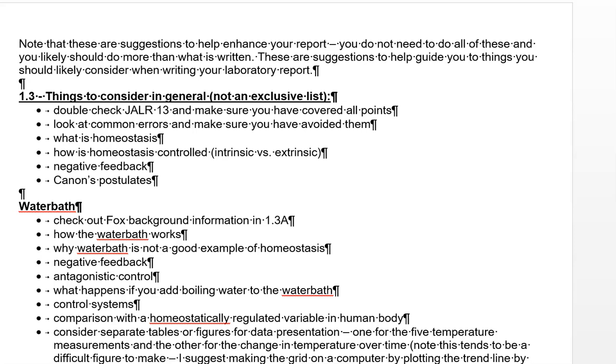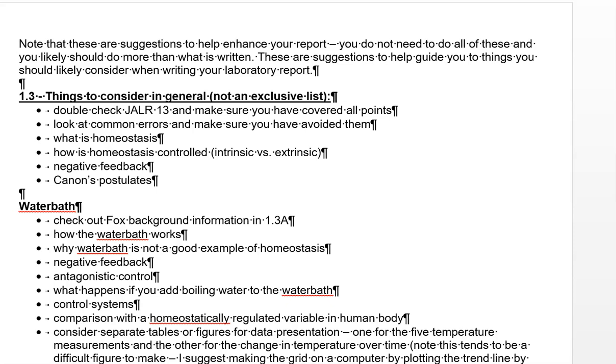Okay, this video is going to discuss some suggestions to help you enhance your report. I'll divide it up into three separate videos. Each one will deal with the laboratory in general that you may write up. So as an example, for 1.3, we'll talk about general things and then specific things. And we'll do the same thing for 8.4 and 2.1 in separate videos.